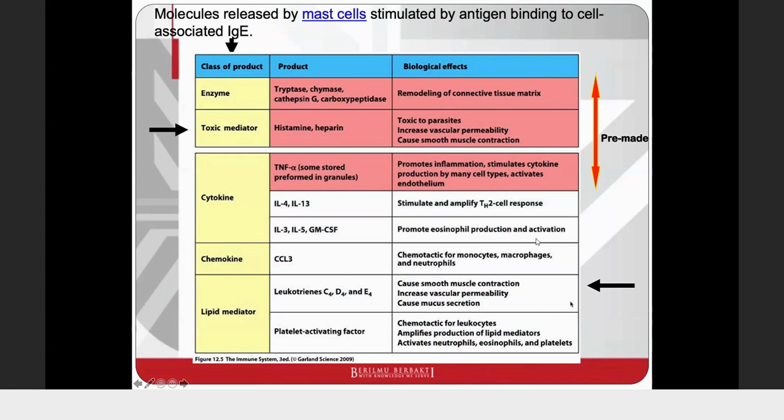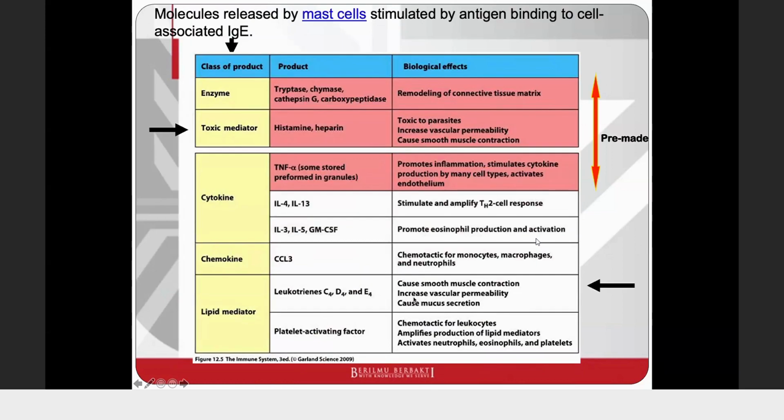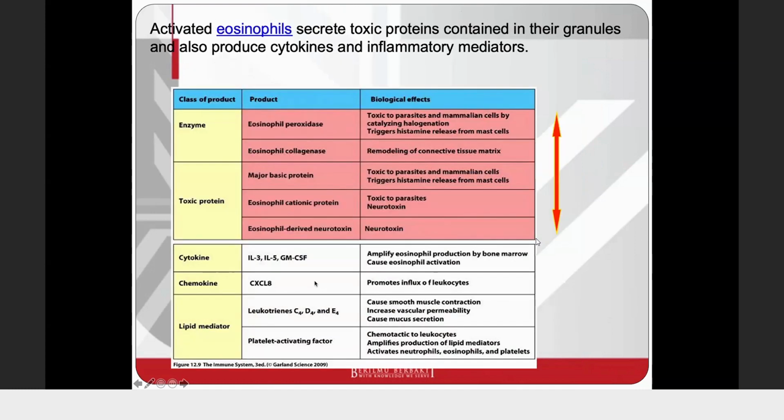The ones in white here are made after the activation occurs. So that is for mast cells. Basophils also produce more or less similar molecules. And then eosinophils will come in later, after mast cell and basophil activation.